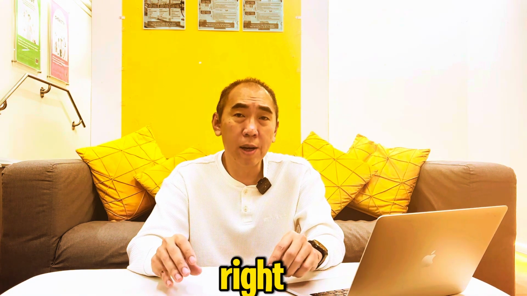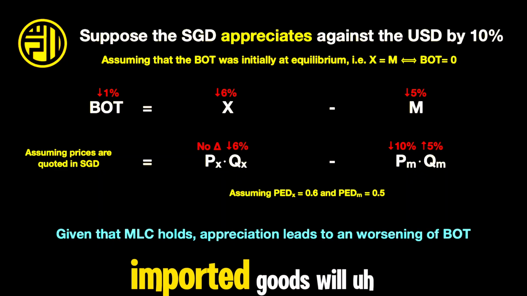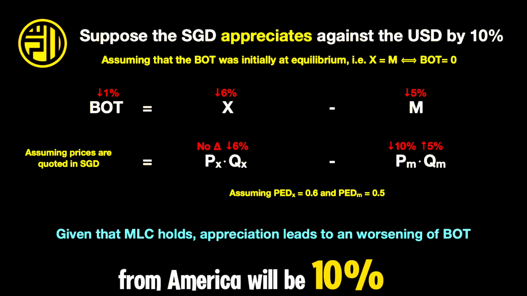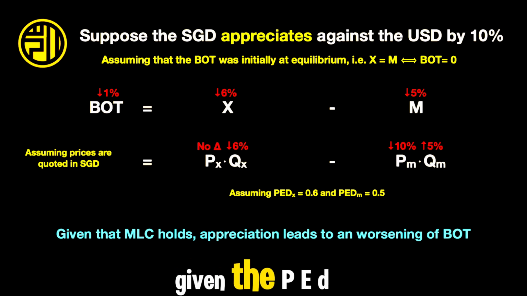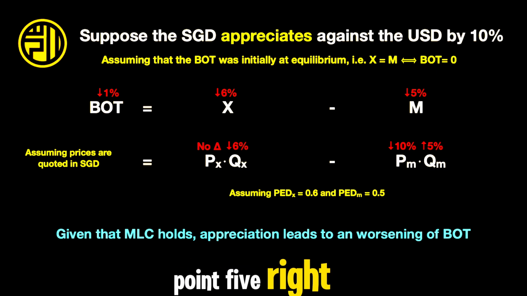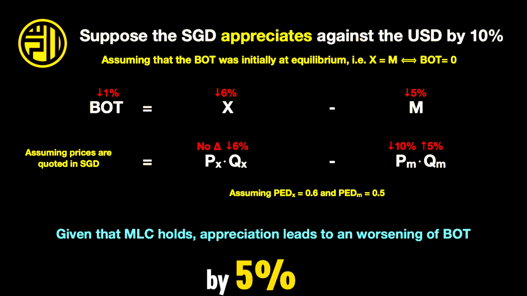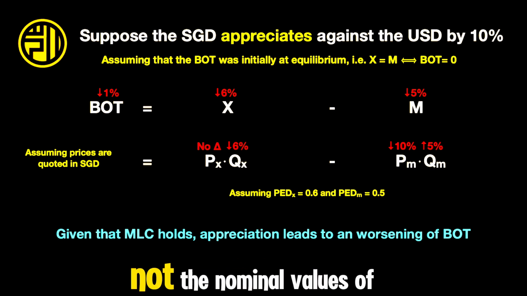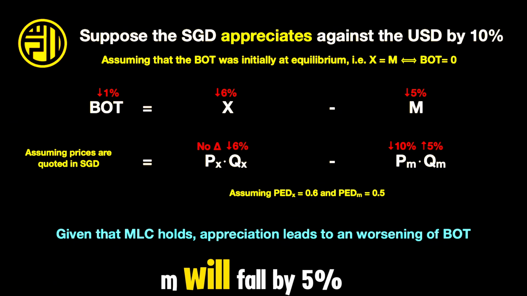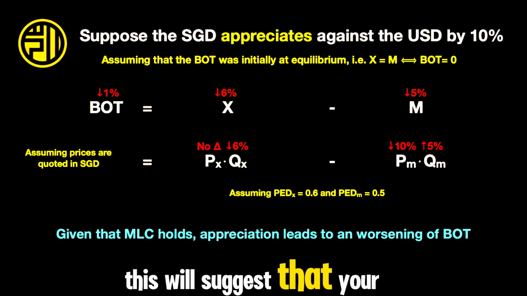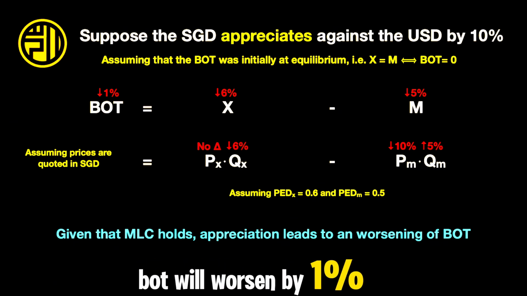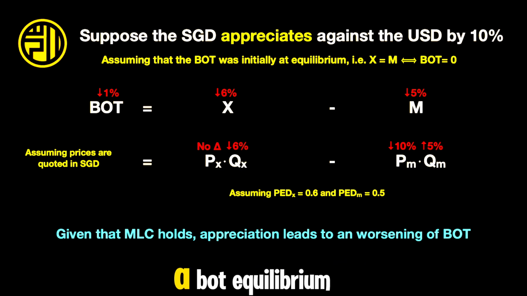Now, at the same time, as the Sing dollar appreciates, imported goods from America will be 10% cheaper in Sing dollars. Given the PEDM is 0.5, then our quantities will increase by 5%, and our M in Sing dollar, at current prices and not the nominal values, will fall by 5%. This will suggest that your BOT will worsen by 1%, again assuming that we begin at a BOT equilibrium.